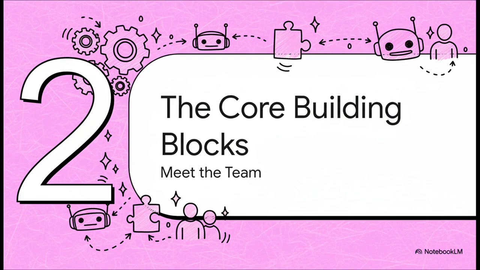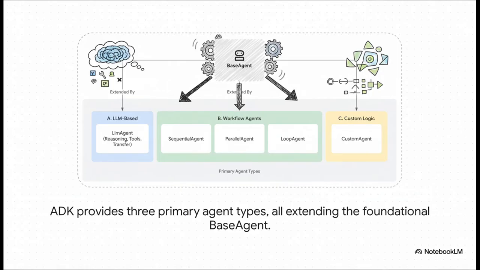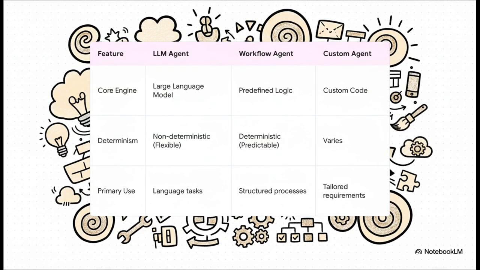Okay, so now we know what we're building with. Let's take a look at what we're building from. This is where we get to meet the core building blocks. I like to think of this part as assembling your very own AI dream team. And here's the structure of that team. See, everything starts from one foundational building block, the base agent. But from there, you can specialize into three main types. You've got your LLM-based agents, which are great for reasoning. You've got workflow agents for managing processes, and then custom agents for any kind of unique logic you can dream up. So how do you choose which one to use?